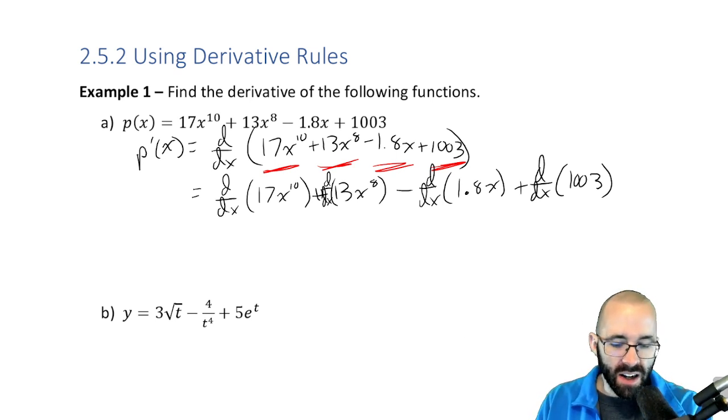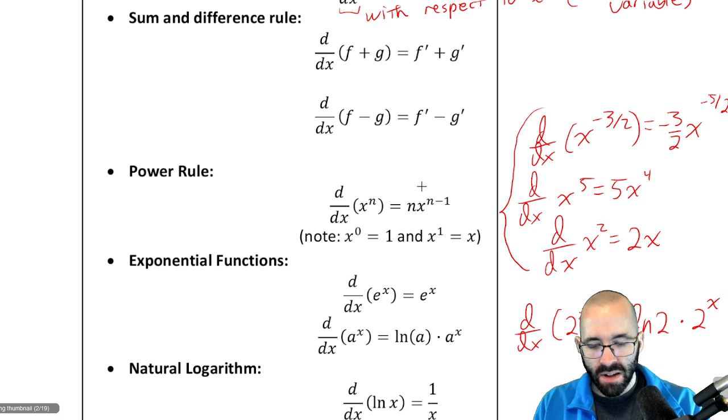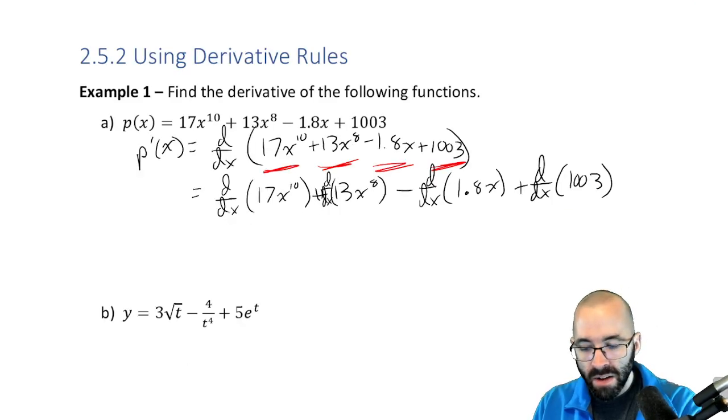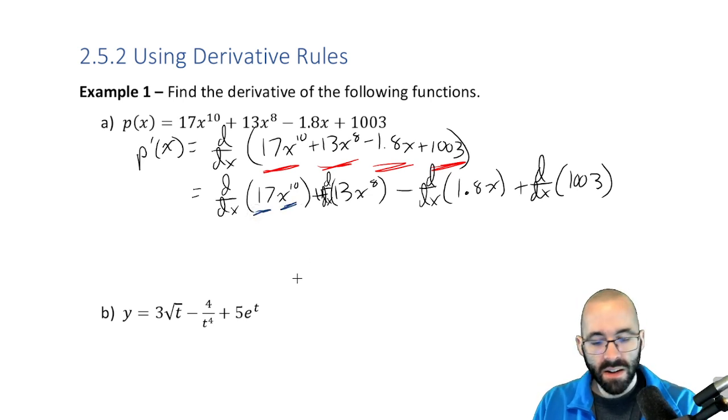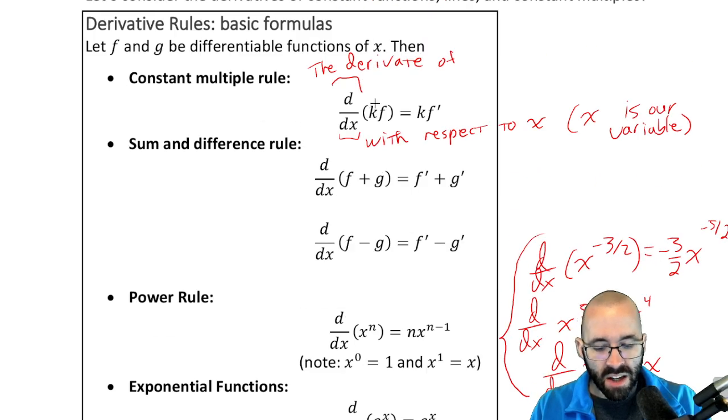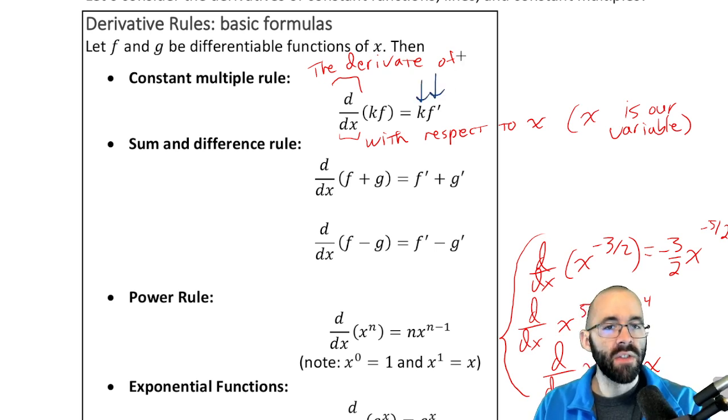And now we use the constant multiple rule, right? We need to take the derivative of this first thing. That's a number multiplied by a function. And what we said, the constant multiple rule says if we're taking the derivative of a number times a function, that's just the number times the derivative of the function.